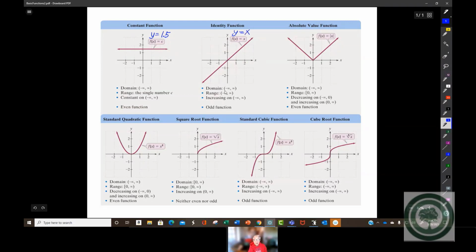And you can see that the domain and range and increasing on and constant on and decreasing on and all of that is there as well. And then some things you don't know about odd and even functions. This is the absolute value function. As you can see, the outstanding thing about the absolute value function is it comes to a sharp point. So to that extent, it's different from y equals x squared.